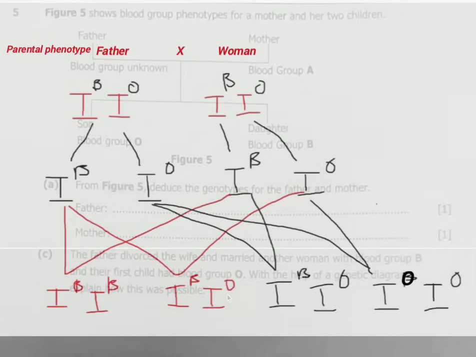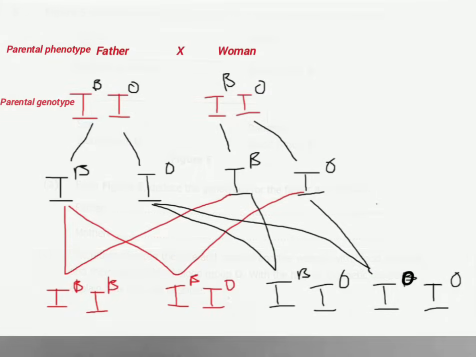Then the next one is the parental genotype. Remember, the genotypes are represented by the alleles, and alleles go in pairs. So the father is having blood group B, and similarly the woman is also having the same blood type, which is B. Then we split the gametes of the father and the gametes of the woman.